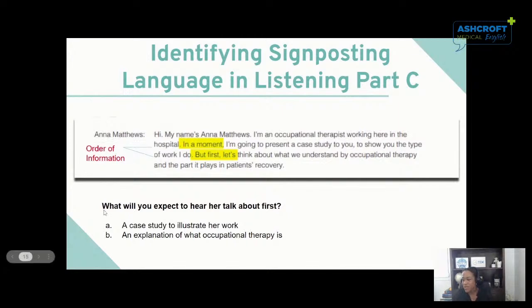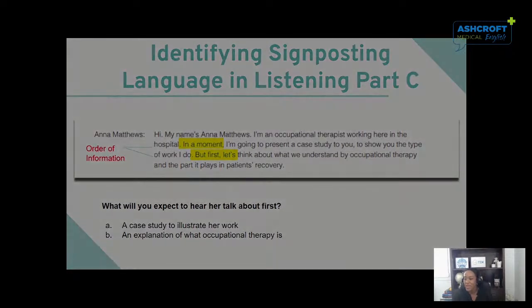Okay, so the next question for you. What will you expect to hear her talk about first? Now, are you expecting her to talk about a case study to illustrate her work? Or are you expecting her to first talk about occupational therapy and explain what it is? What are your thoughts? I'll give you a moment to think about that, and you can put A or B in the comments section.